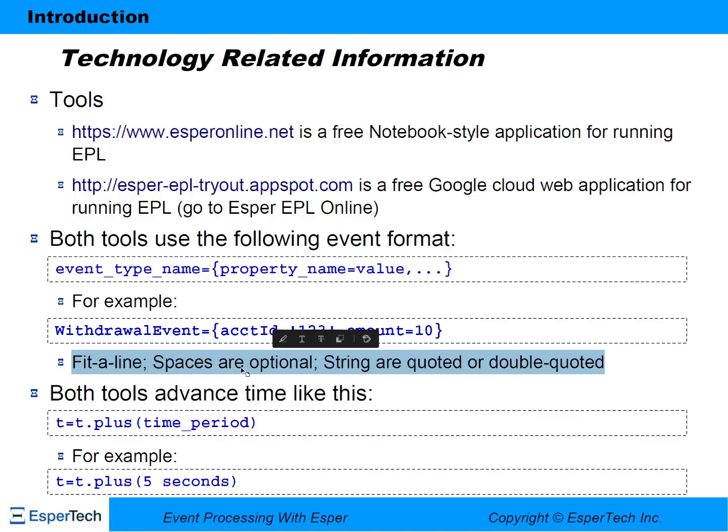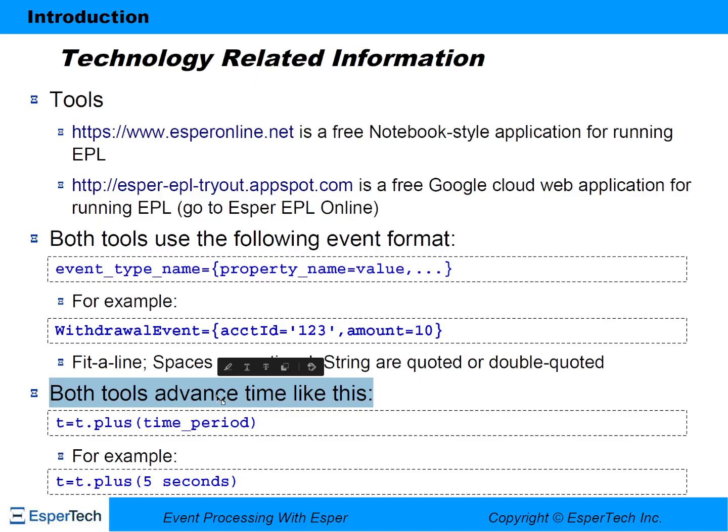Both tools can advance time. The format for advancing time is d = d.plus(time period). For instance, d = d.plus(5 seconds). The tools also have a documentation button.